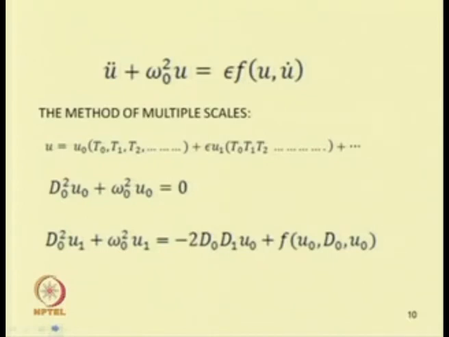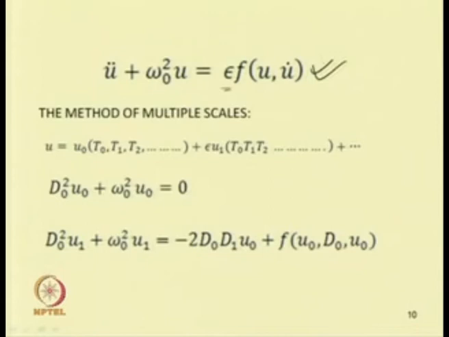For example, let us take this equation: u double dot plus omega 0 square u equal to epsilon f u dot. Here we have assumed this forcing, which is a function of u dot, to be very small, which is why one has used this epsilon, the bookkeeping parameter. This bookkeeping parameter epsilon is always very much less than 1.